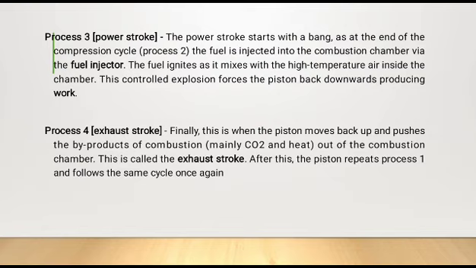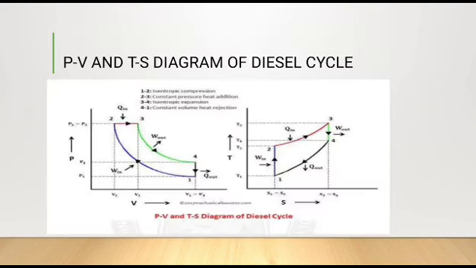Process 4 is an exhaust stroke. Finally, this is when the piston moves back up and pushes byproducts of combustion out of the combustion chamber. This is called the exhaust stroke. After this stroke, the piston repeats process 1 and follows the same cycle again.